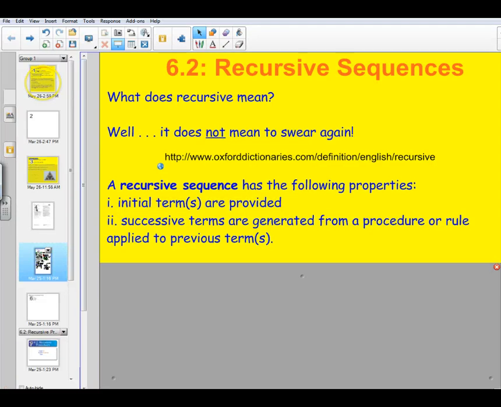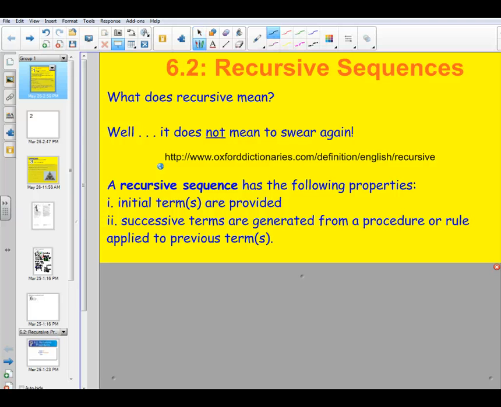So as the properties have been defined, successive terms are generated from a procedure or rule applied to previous terms, and I could also point out that applied to previous terms and possibly the term number. That would be, I think, worth adding to our note here.